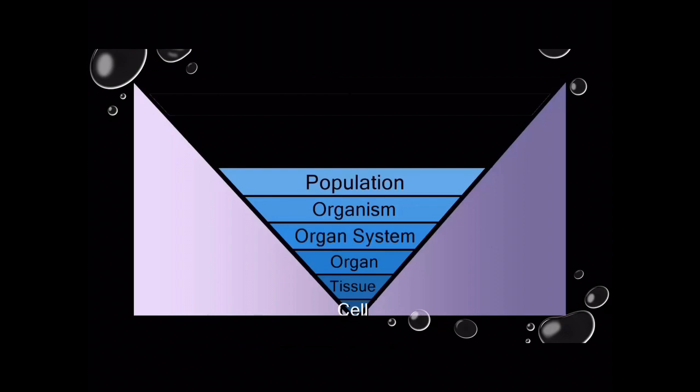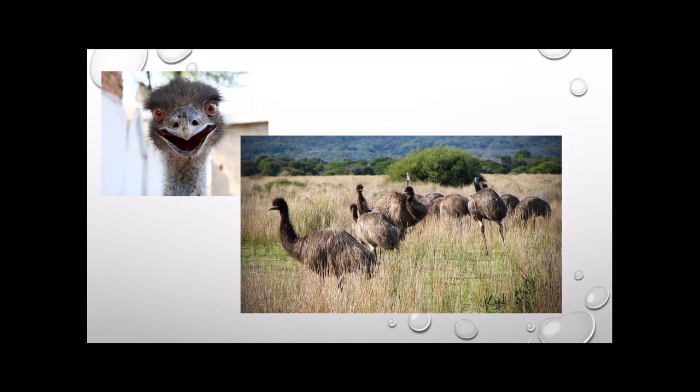Once we move on from the organisms, we move into what is a population. Populations, if you take one organism and you have many of those organisms, remember organisms reproduce, they can have others, then you get a bunch of emus, for example, together forming a population. All the same organism.